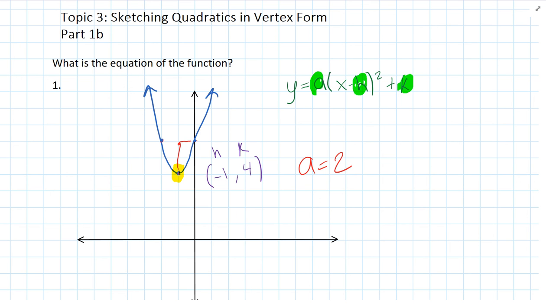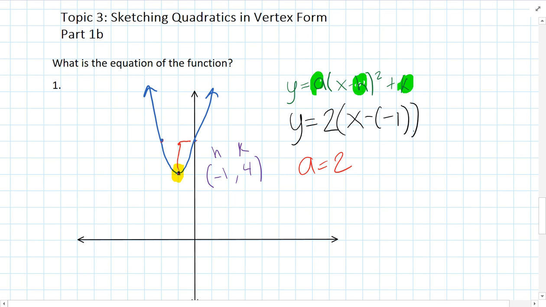So I'm just going to go back and I'm going to plug that into my equation. So I have y equals a, so that's 2, times x minus h, which is -1, squared, plus k, which is 4. And then this minus -1 here is going to reduce to +1, so my final answer is going to be y equals 2 times x plus 1 squared, plus 4. Sorry, this should be 4, because my k is 4.